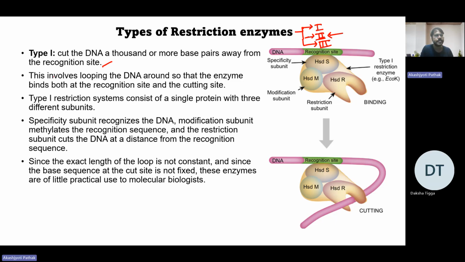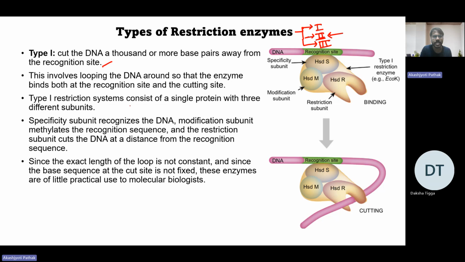Why is it necessary to cause a loop in the DNA? Because its restriction site is 1000 base pairs away from the recognition site. So what it does is loop the DNA around so that the enzyme binds both at the recognition site and the cutting site. It is binding at the recognition site and at the same time also binding to the cutting site by causing a loop in the DNA.